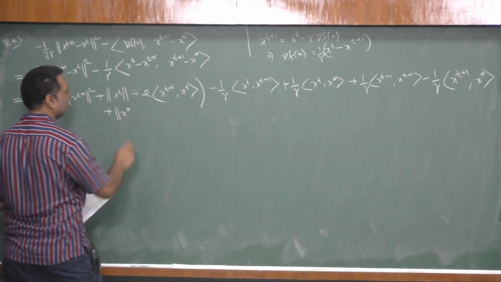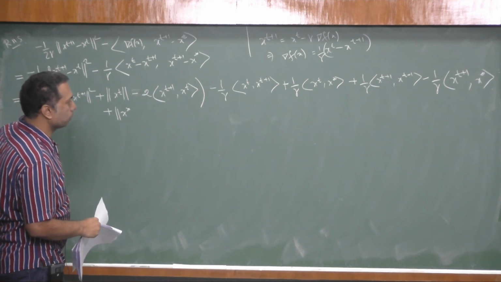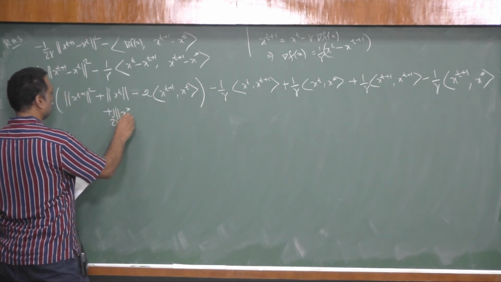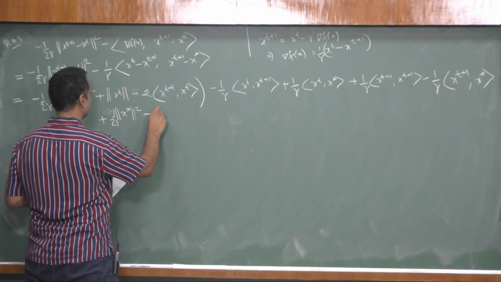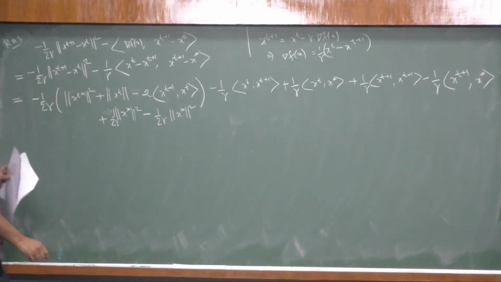So what we really want is 1 by 2 gamma norm of x squared. So let us add that, 1 by 2 gamma norm of x squared, and minus, so we add and subtract so that things don't change, 1 by 2 gamma norm of x squared. Now we have everything in hand, and anything else useless should get cancelled. So we are interested in completing the square, so let us look for those squares.